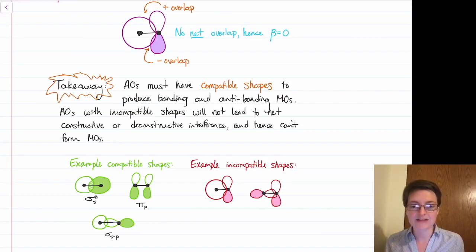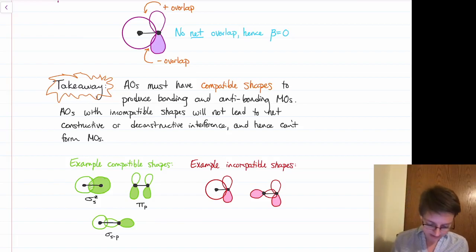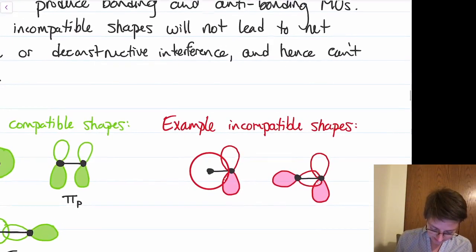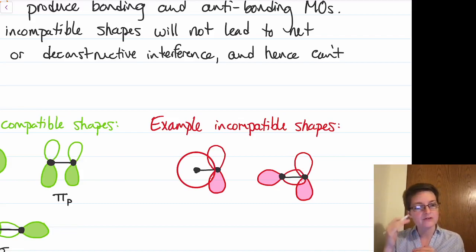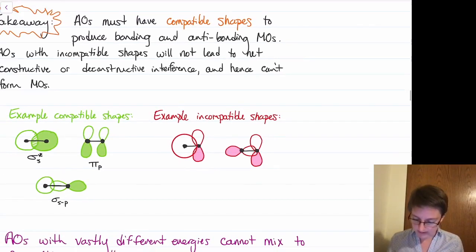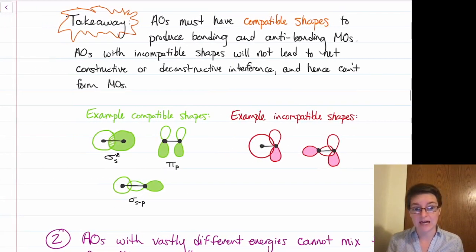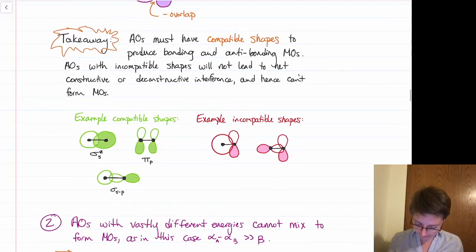And then some examples of incompatible shapes would be just like the one that I've just shown, an s orbital attempting to mix with a px orbital, or a pz orbital trying to mix with a px orbital. In both cases, the amount of constructive interference is exactly canceled out by the amount of destructive interference. And so that's why these have incompatible shapes and cannot mix to form a molecular orbital.